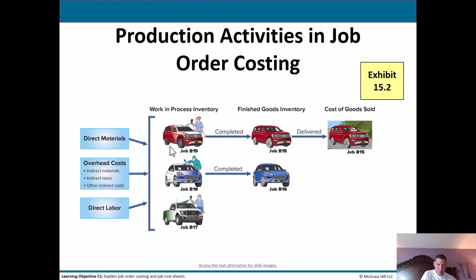If we look at job B15 here, this red SUV, it's completed, it's moved over to the warehouse, finished goods inventory, and then it's delivered. Then that cost is transferred to cost of goods sold. Job B16 below it, it's a small SUV, maybe a sedan. It's completed, it's been painted, it's done, it's just sitting in the warehouse, it's not been sold. And then job B17, this truck, you can see that's still being worked on. The point being that at any given time, you're going to have stuff that's been sold, stuff that's sitting in the warehouse ready to be sold, and stuff that is still being worked on.